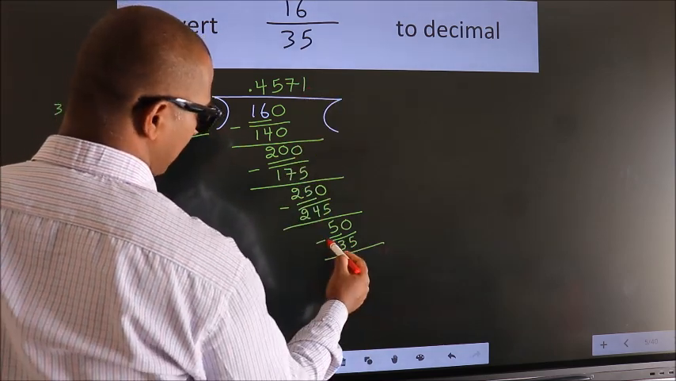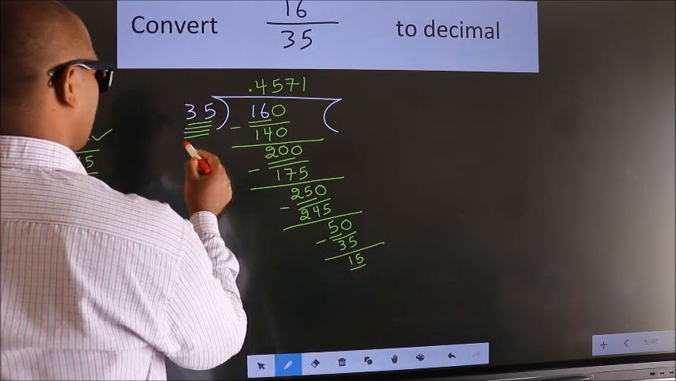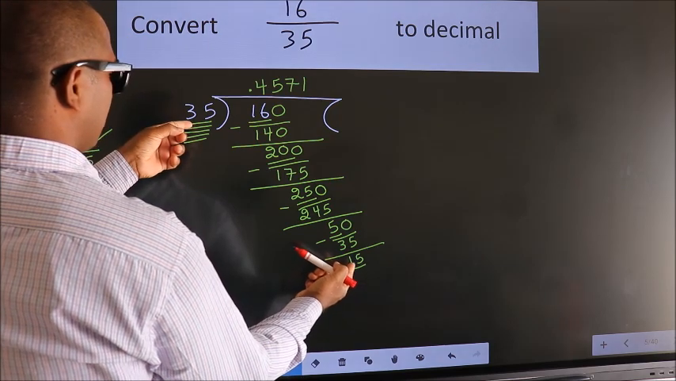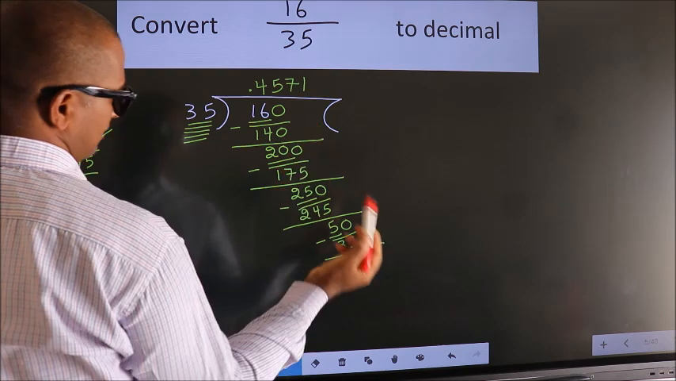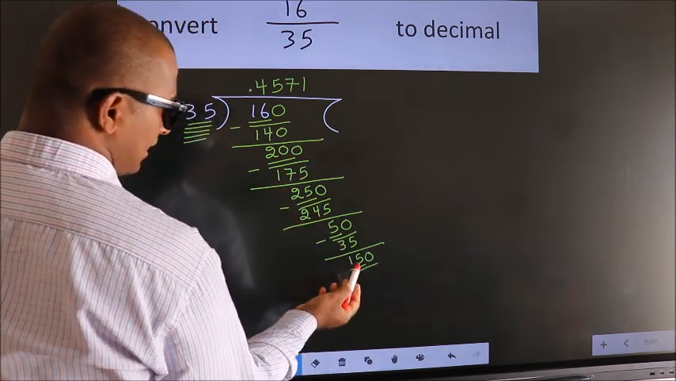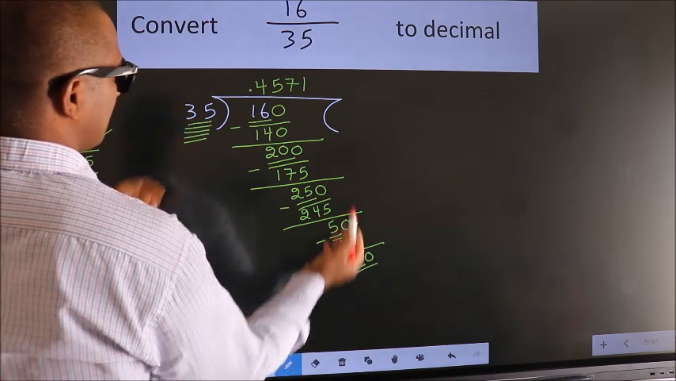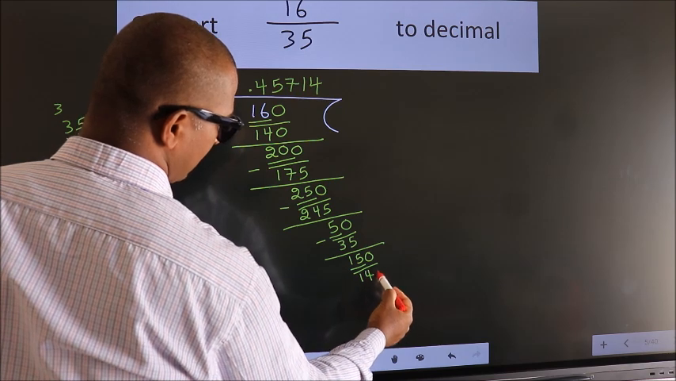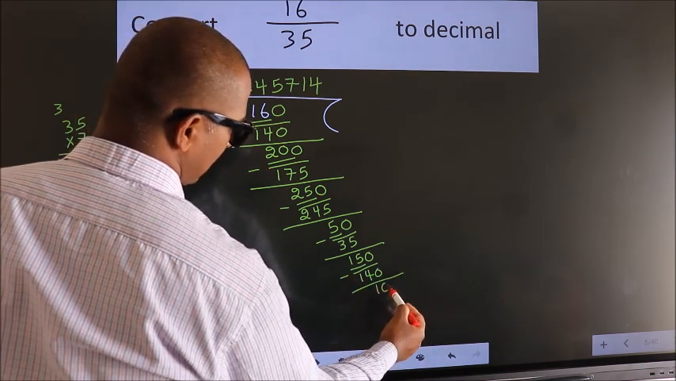Now we subtract, we get 15. Here we have 15, here 35. 15 is smaller than 35, and we already have the decimal, so we can directly take 0. So 150. A number close to 150 in the 35 table is 35 fours, 140. Now we subtract, we get 10.